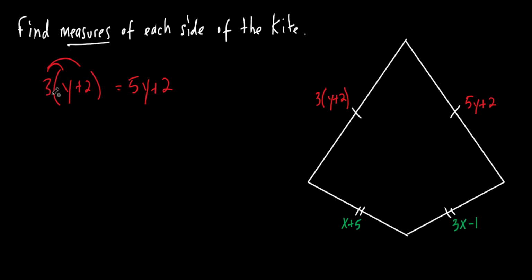So let's do that. That means you're just going to multiply that 3 times everything inside of here. So it's 3y plus 6. Do we have to distribute anything there? Nope. Just write it down. 5y plus 2.